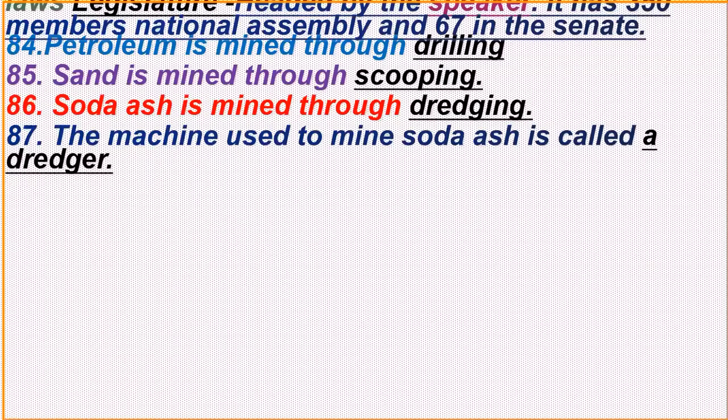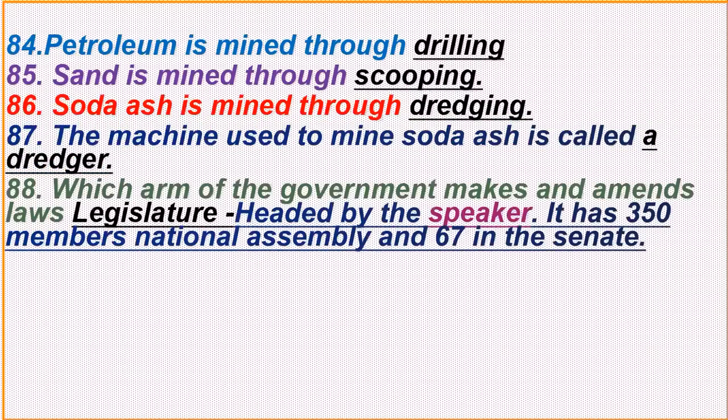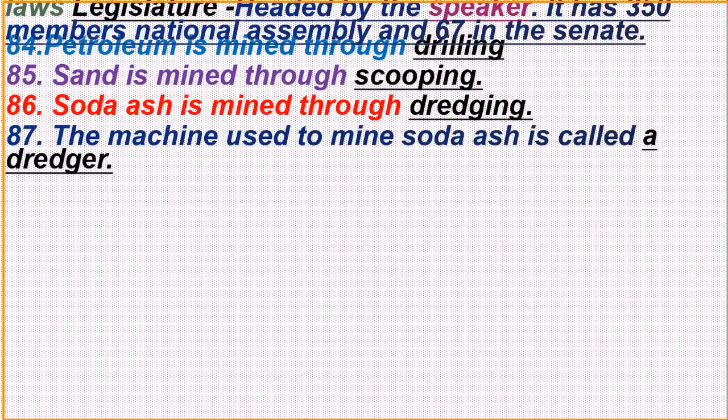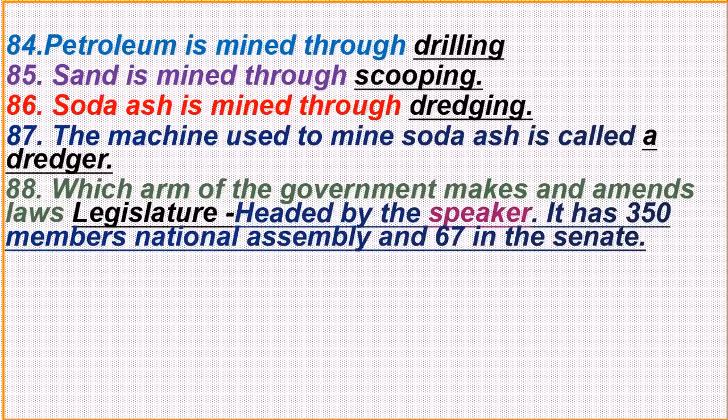Number 88. Which arm of the government makes and amends laws? The answer should be the legislature, which is headed by the speaker. It usually has 350 members in the National Assembly, and 67 members in the Senate.